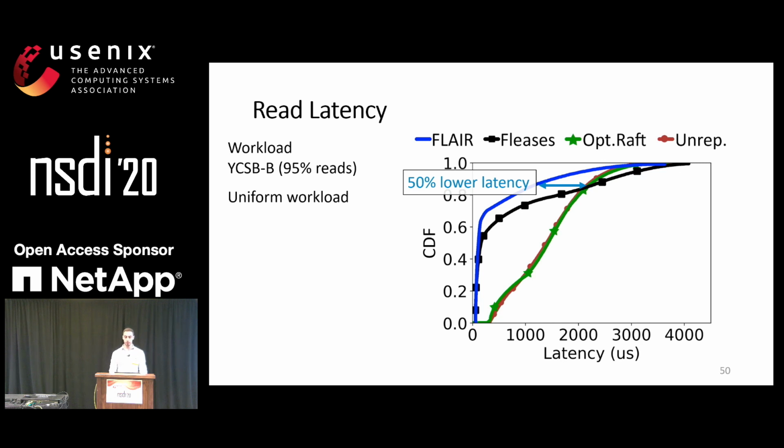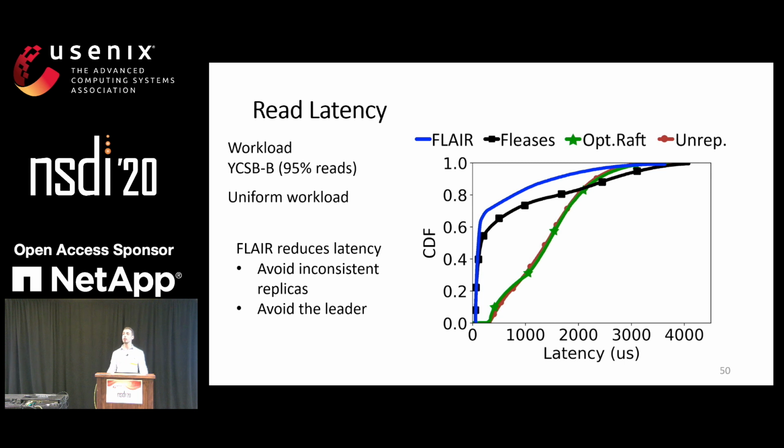So we dug deeper into it, and we found two main reasons why FLAIR achieves 50% lower latency. The first reason is that in FLAIR, we avoid inconsistent replicas. However, in FLAIRs, clients send read requests to followers that might or might not have a lease, and this could add extra latency. The second reason is that in FLAIR, we implemented a load balancing technique. We call it avoid the leader, which avoids the leader if there are a lot of writes in the system, which is something that cannot be implemented in FLAIRs.